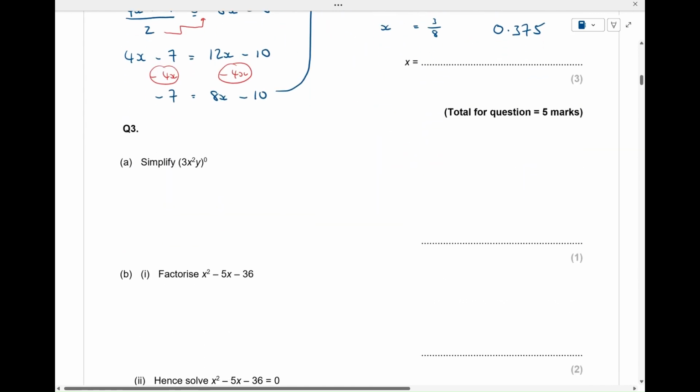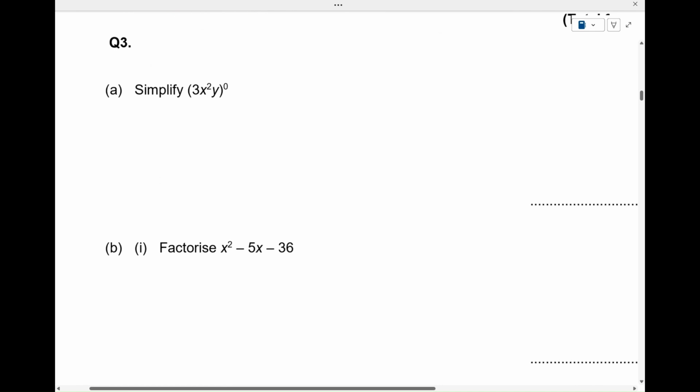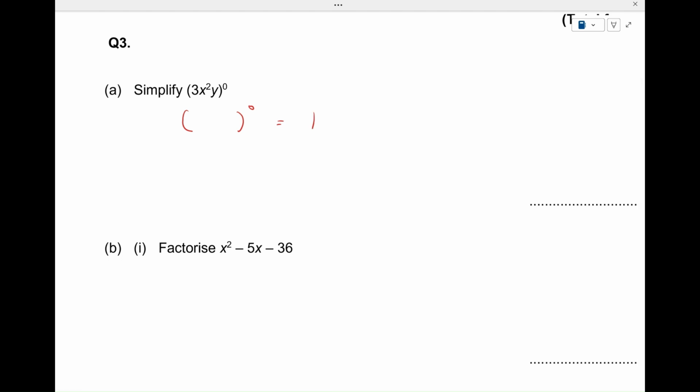Question 3. Now, the secret with 3a is just to know that anything to the power of 0 equals 1. So the answer for 3a is just 1.